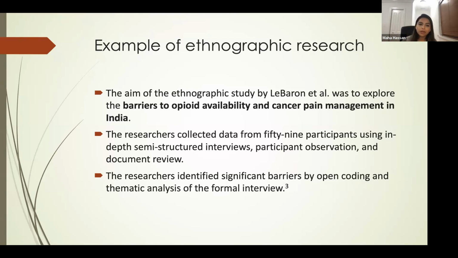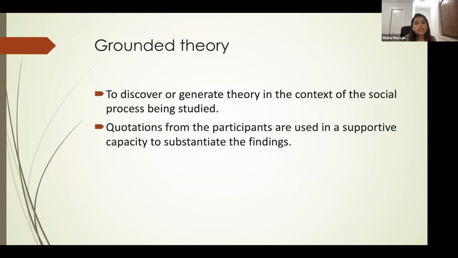We all have different views on life, and a lot of them are influenced by our cultures and customs. So the other kind of qualitative research is grounded theory, which is basically where we discover or generate theory in the context of the social process being studied. Quotations of participants are also used in a supportive capacity to substantiate the findings.